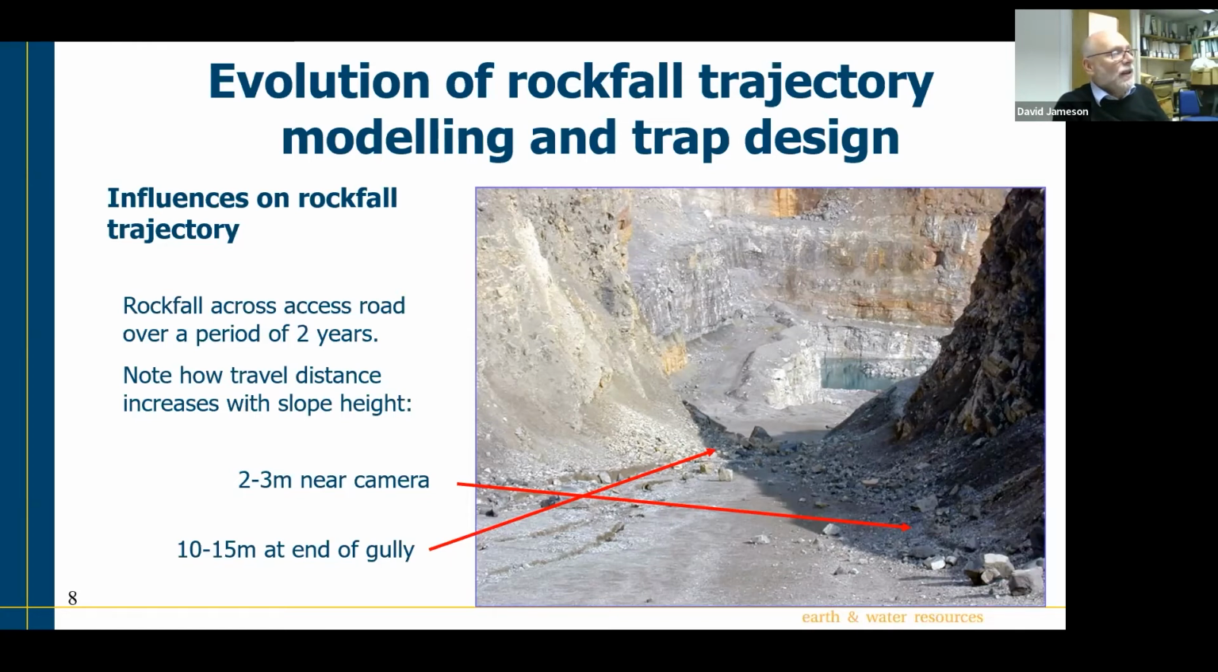So basically what we're saying, going back to that generic design, is that the height of the face and the amount of energy of the blocks dictates the width of the rock trap at the bottom of the face.